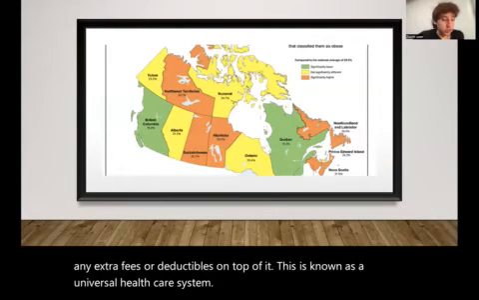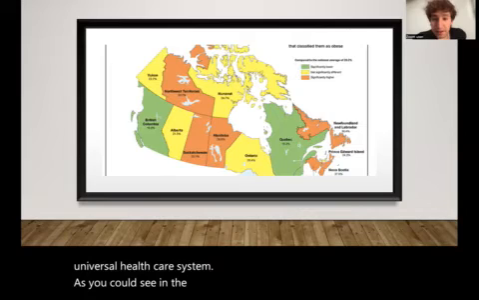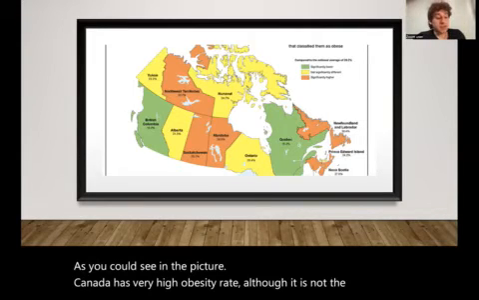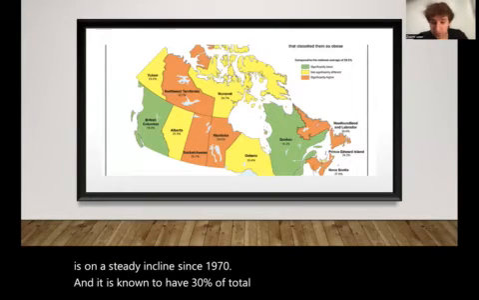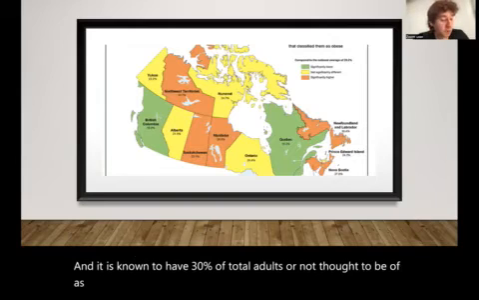As you can see in the picture right here, Canada has a very high obesity rate. Although it is not the highest, it is on a steady incline since 1970. And about 30% of adults are thought to be obese on average in Canada.